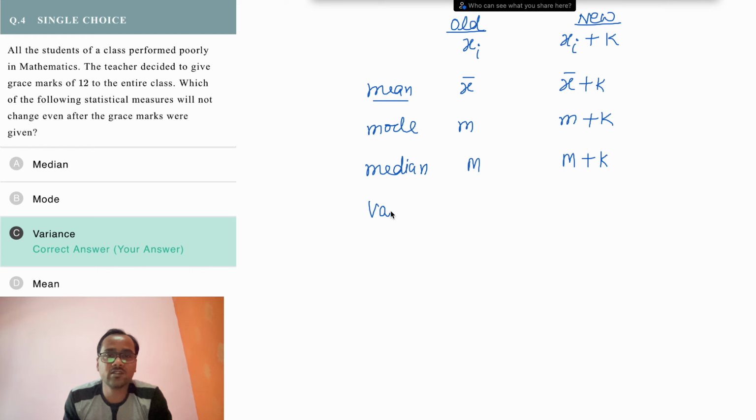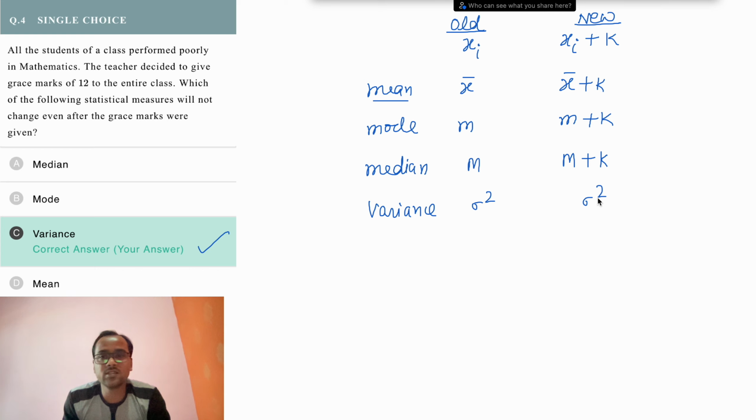But the variance will not change. Variance, if it is sigma square initially, in this case also it would be sigma square. So the only thing that will not change is variance. So the answer for this question will be variance. So this is a straightforward question. If you know this concept, then you can tell the answer.